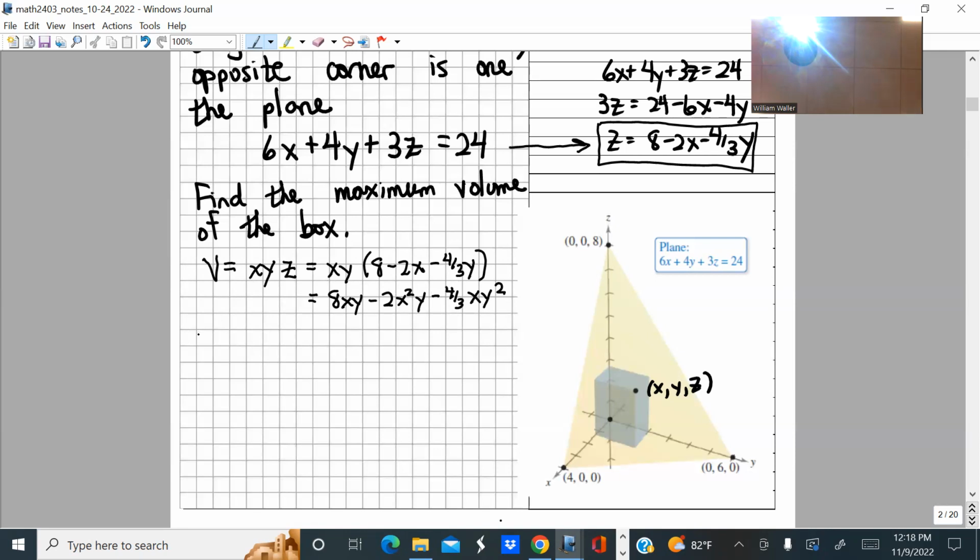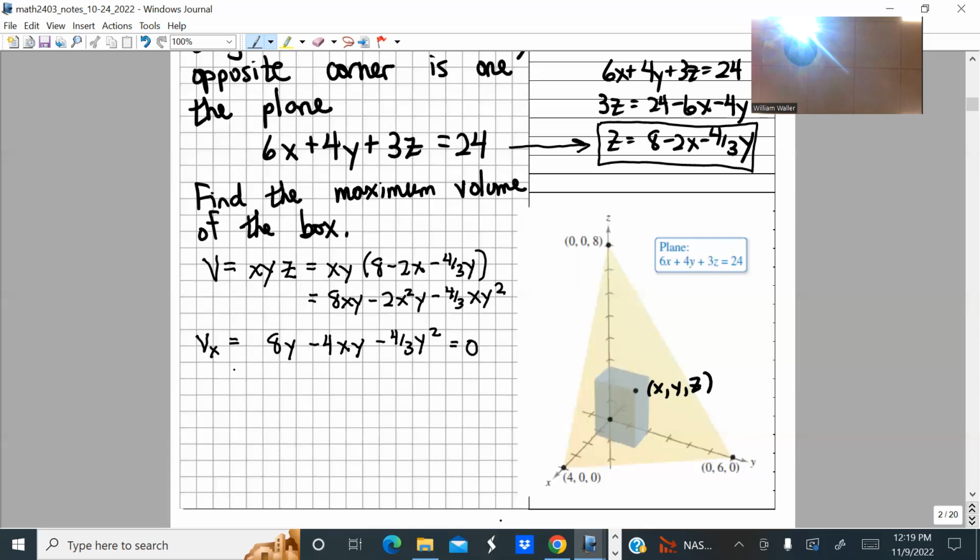All right. Now let's find the partial derivatives. So let's take the partial derivative with respect to x, and see what that's going to be. Let's see. That's 8y, right? And then here, minus 4xy, and then that's minus 4/3 y squared, right? And of course, what are we going to do with that? Set it to 0. That's right. So we're going to set that to 0.